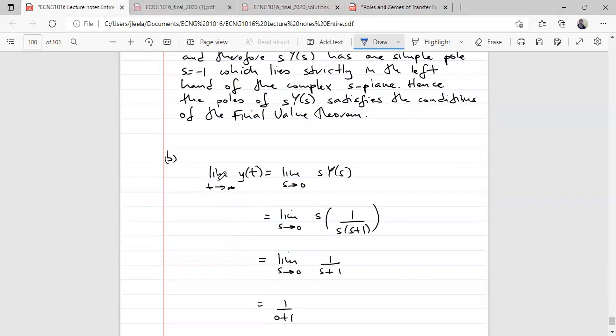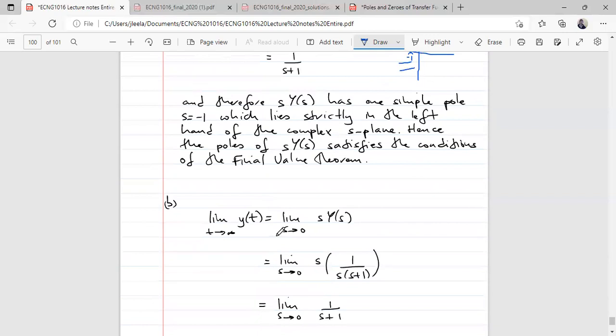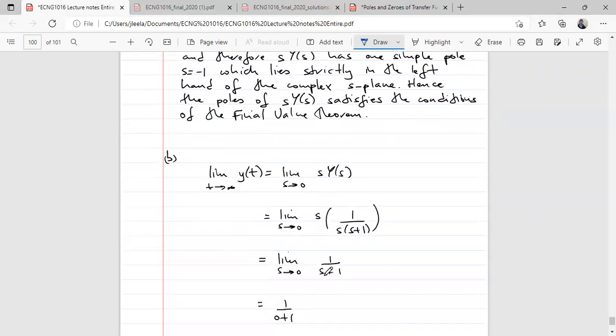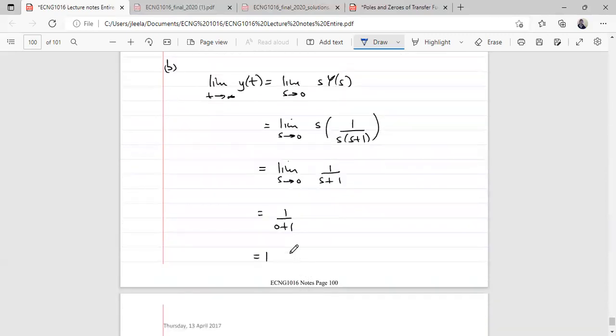So if you want to find the limit as t approaches infinity of y(t), you take the limit as s approaches 0 of sY(s), which we already worked out to be 1 over s plus 1. And then if you take s approaching 0 here, you'll get 1 over 1, which is 1.